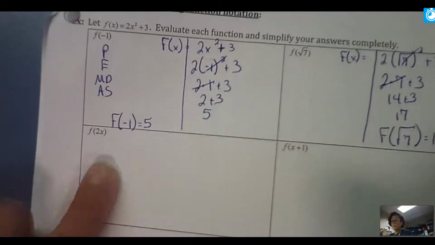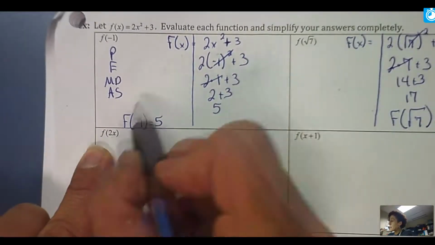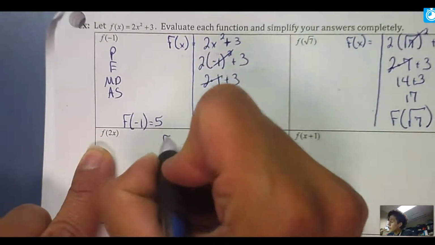All right, next one. This time we could have put 2x in there. Again, it's in parentheses. It wants to go where all the other numbers are.